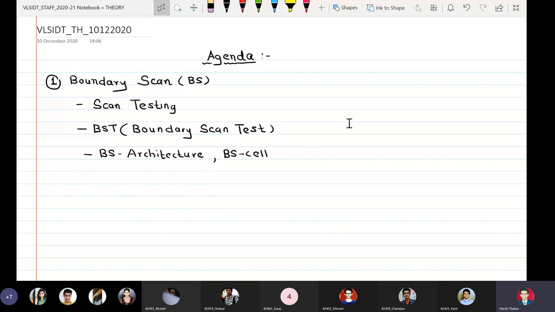It is theory, so I always take help of some diagrams. I insert them and then I try to explain them. So there is more explanation of the diagram rather than just writing things.